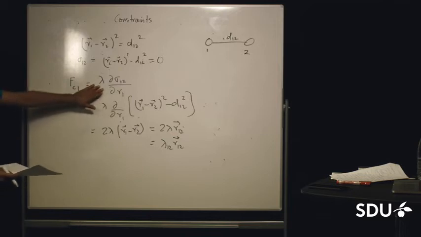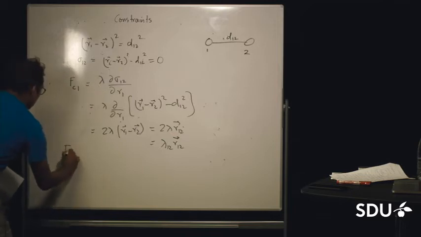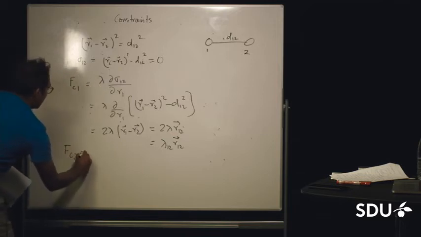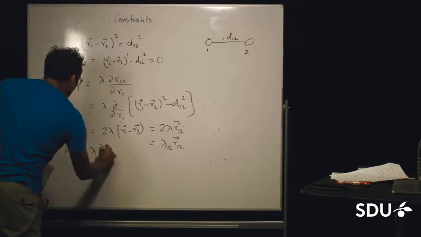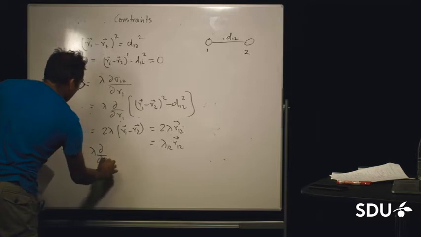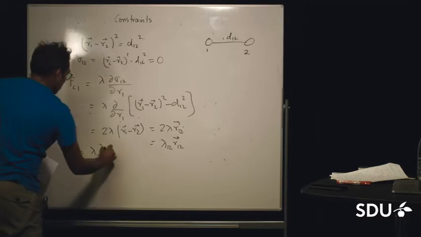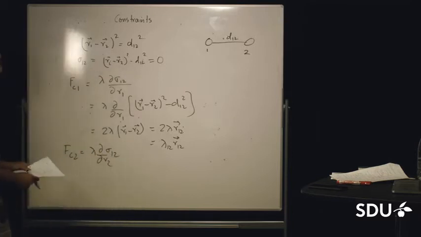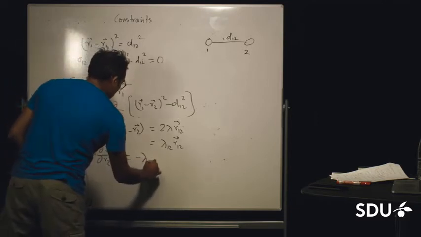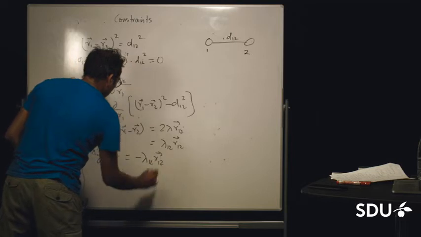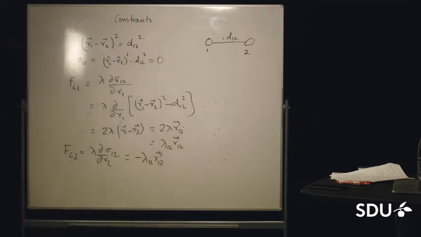You can do something very similar for particle 2. The constraint force on particle 2 will be equal to the same Lagrange multiplier, and now the partial differential is taken with respect to the position of particle 2, sigma 12, and you can eventually show that this is equal to minus lambda 12 r12. So this is the constraint on particle 1, this is the constraint on particle 2.